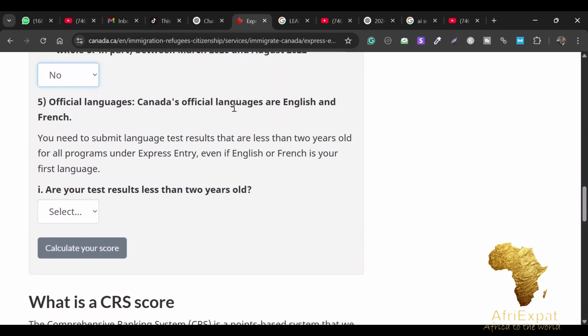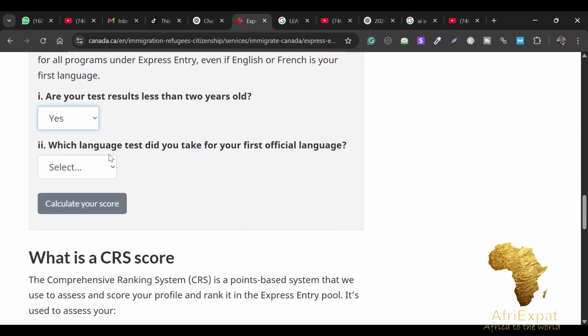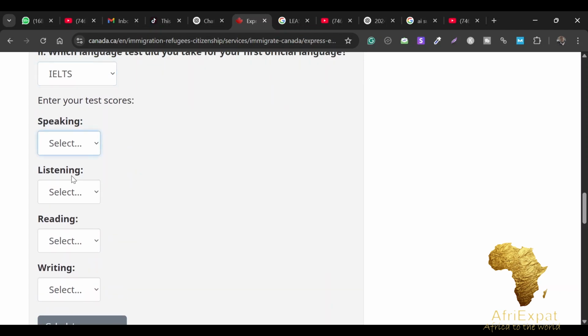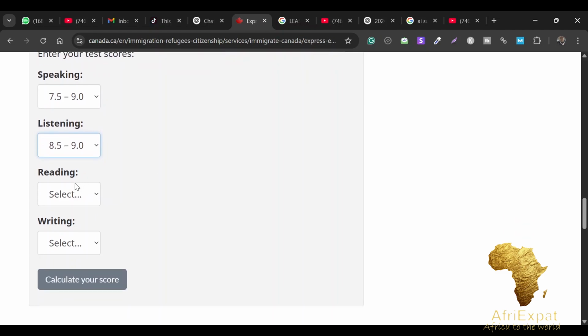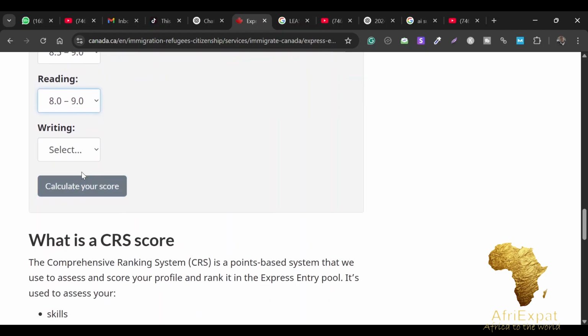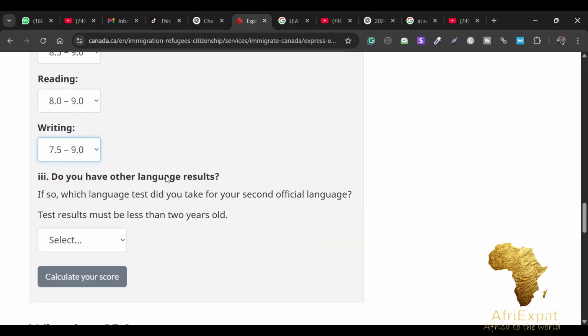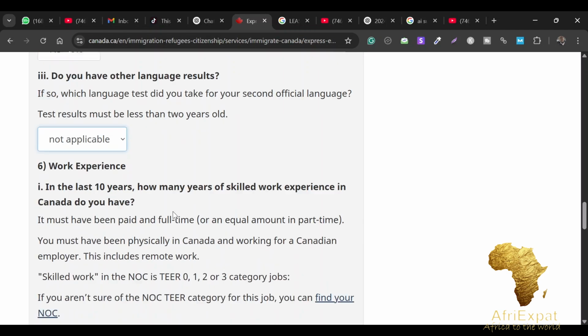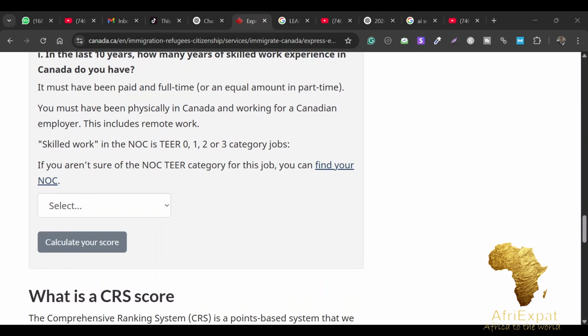Official language, Canada's official language is English, so I'll choose yes here. Which language did they take? Let's say IELTS. Speaking, maximum score. Listening, maximum score as well. Reading, maximum score. And writing, maximum score. Do they have any other language? No, not applicable. Work experience, okay.